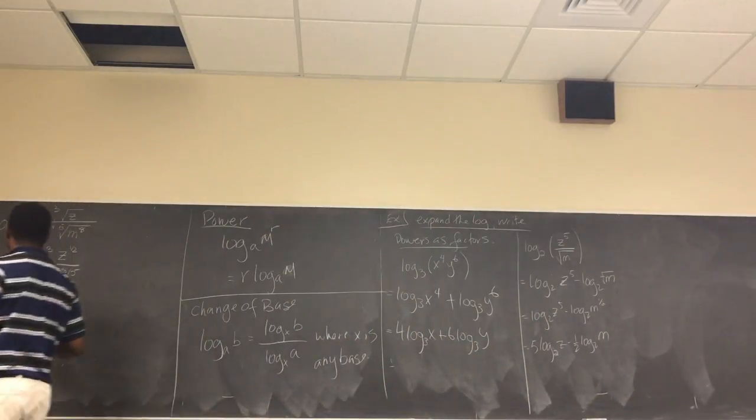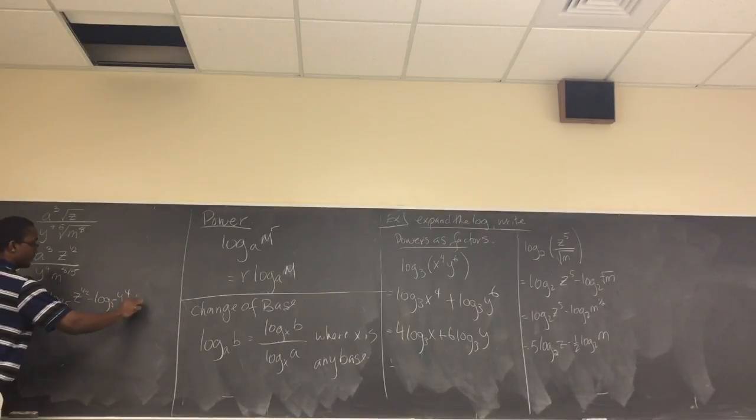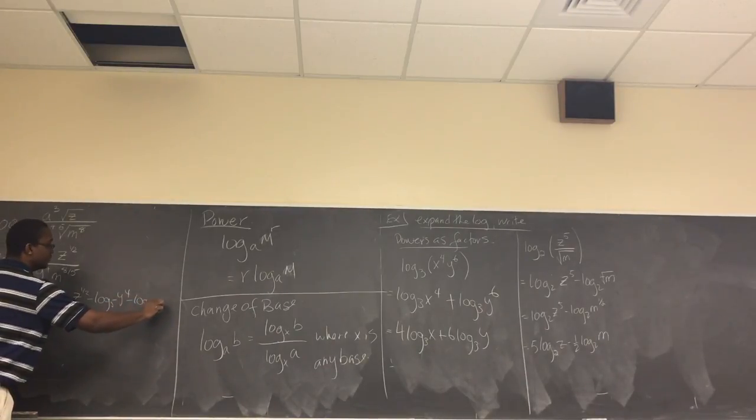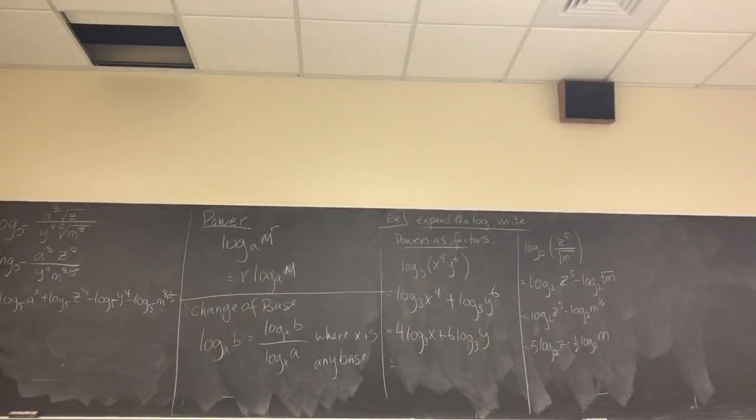So this simply becomes log base 5 of a to the third power plus log base 5 of z to the 1/2 power minus log base 5 of y to the 4th minus log base 5 of m to the 8/5. Then you have to change this. That's the last step. But how many do I have? I have 1, 2, 3, 4 pieces. So how many logs do I get? 1, 2, 3, 4 logarithms. 2 of them will be positive. 2 of them will be negative.